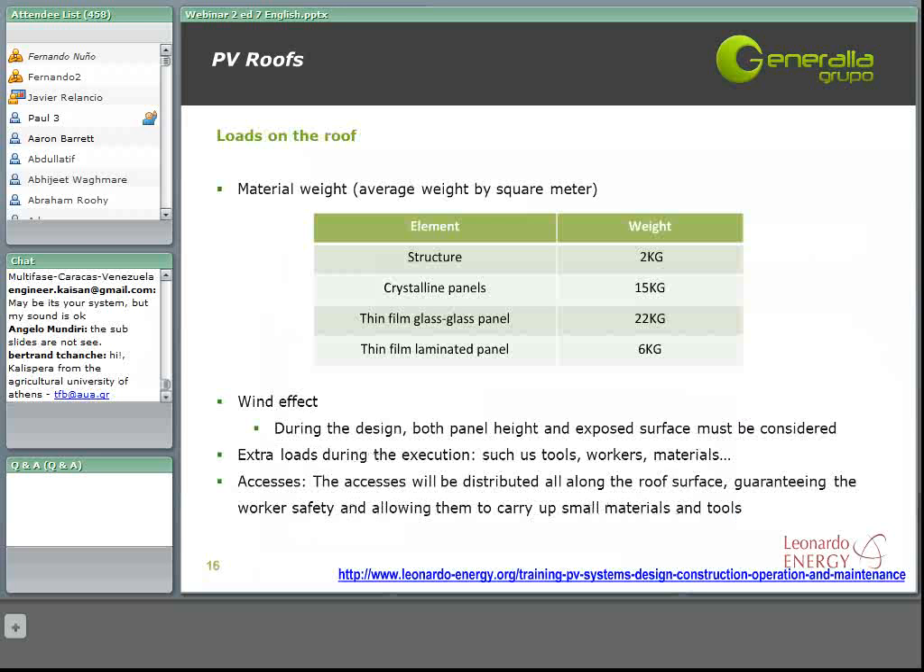To end this chapter, we must know that we should take into account the loads on the roof. Here, in this table, you can find the main loads that we will find in a PV project. We have considered the material weight per square meter. These loads are really important to study the wind effect, where both the panel height and the exposed surface must be considered. We should also consider extra loads during the execution and the accesses, which should be distributed all along the roof surface.